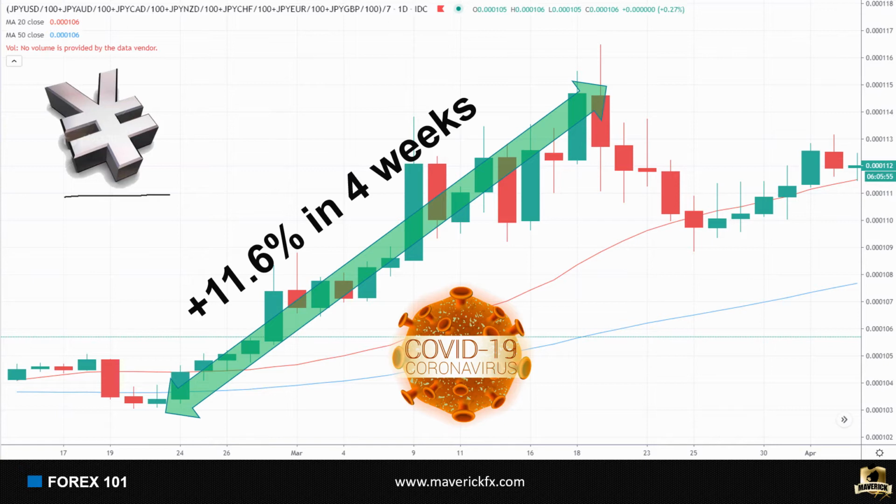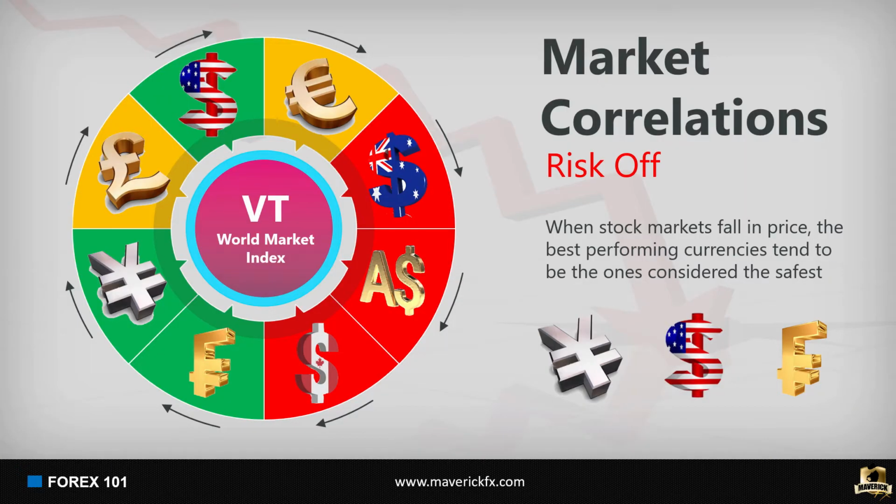Why did the yen move so much higher? Because people bought the yen. Why did they buy the yen? Well, they bought the yen because it's considered one of those safer investments to go to. There was a risk-off move, and you're going to hear these terms all the time from us, risk on and risk off. Risk off means that people are looking to buy safe investments. So in the world of currencies, when we see a risk-off move, it means that people are looking to exit what are considered riskier assets and buy what's considered safer assets.